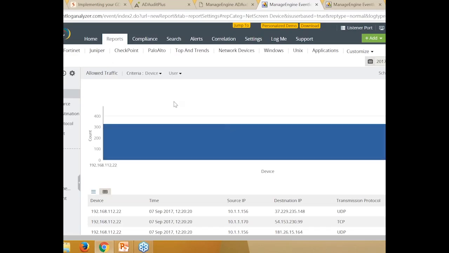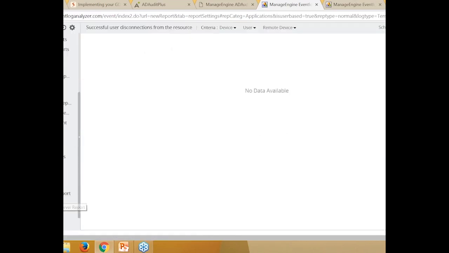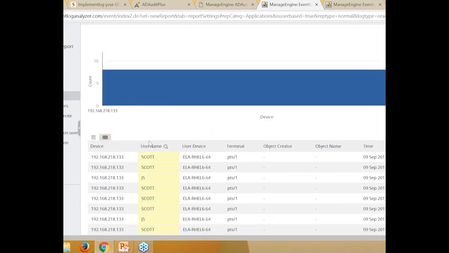But specifically, since we're concerned about databases, I'm going to just jump to applications under the report categories. And say I have an Oracle database, I've got a bunch of reports here to track events occurring on the Oracle server. So just as we tracked failed logons in the context of Active Directory, we can do the same here for the Oracle server. And you can see I get the data of the device, of the username, and all the other information such as the time of the failed logon instantly in a single click.